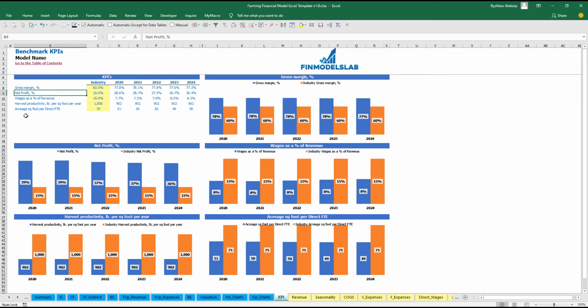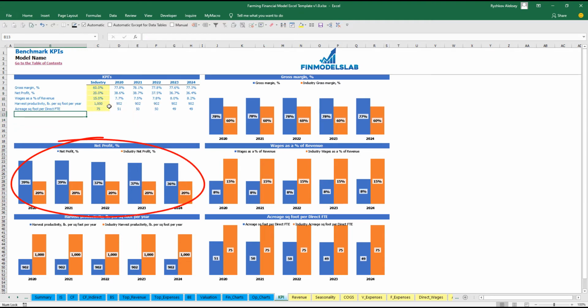You have also net profit, wages as a percentage of revenue, harvest productivity, pounds per square foot per year, and the acreage, square foot per direct FTE. All these yellow cells, which are industry KPIs, are changeable. Net profit can be 20%, for example, for your industry, for your country.